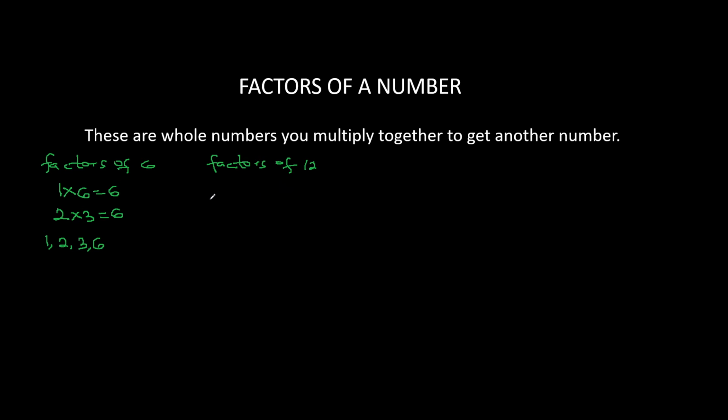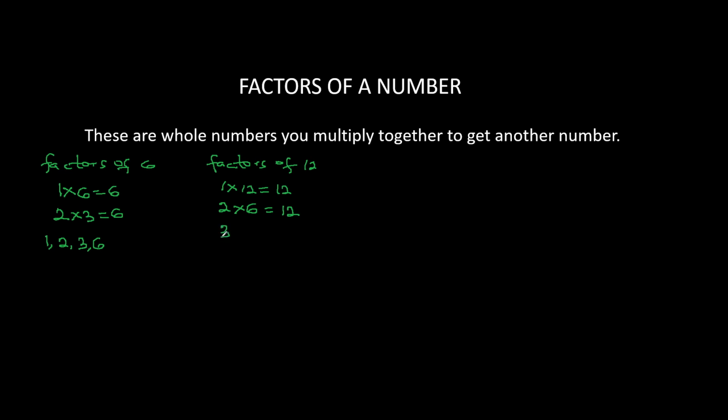Okay, now, like I said, I usually like to start with 1 and the number itself. So for factors of 12, I will begin by saying 1 times 12, which is 12, right? And work your way up. What about 2? 2 times what will give you 12? 2 times 6 gives you 12, right? Again, working your way up.